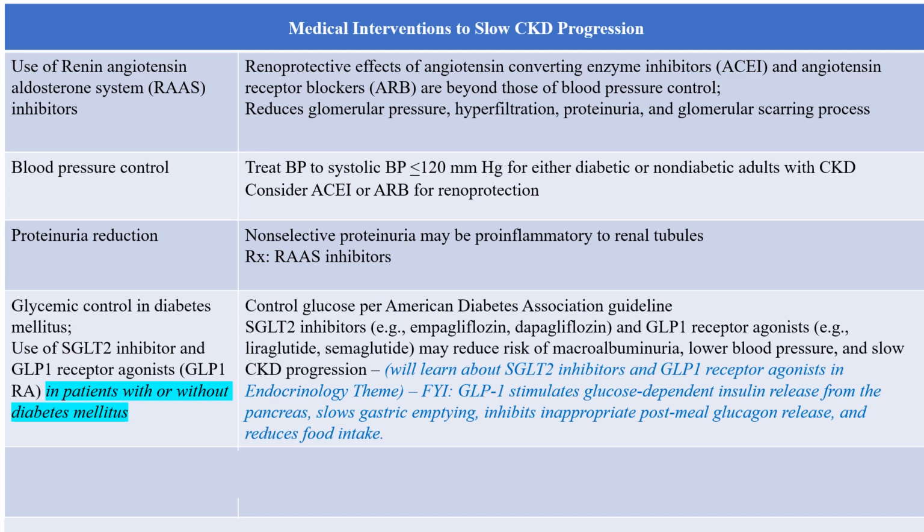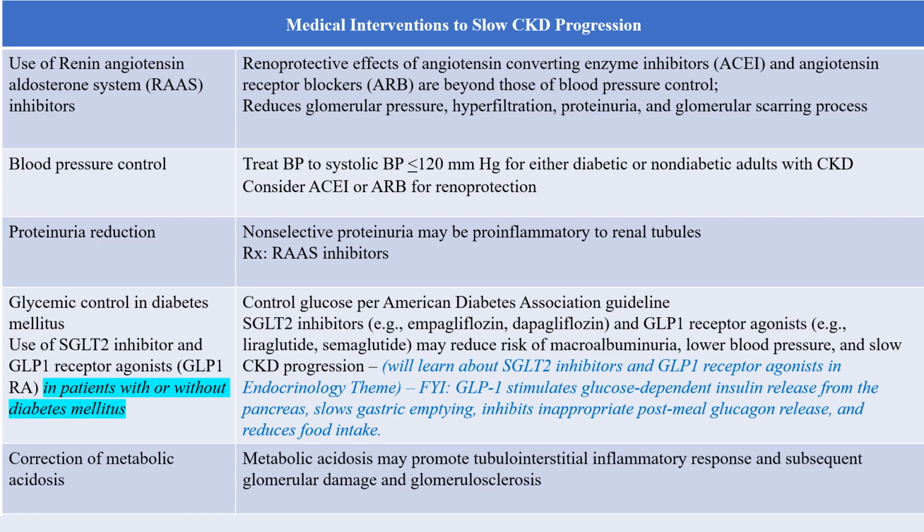Glycemia control in patients with diabetes mellitus. KDOQI guidelines suggest targeting a hemoglobin A1C of approximately 7% if safely tolerated to prevent or delay progression of microvascular complications of diabetes, including diabetic kidney disease. Of note, in addition to controlling glycemia, the use of sodium glucose transporter 2 inhibitors or SGLT2 inhibitors, including empagliflozin and dapagliflozin, and glucagon-like peptide 1 analogs, including liraglutide and semaglutide, have been shown to reduce macroalbuminuria and slow CKD progression.